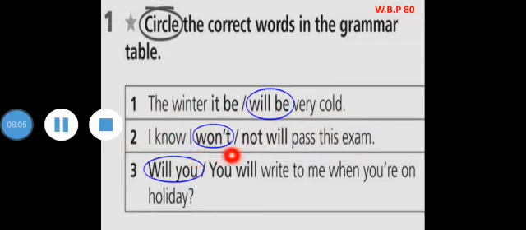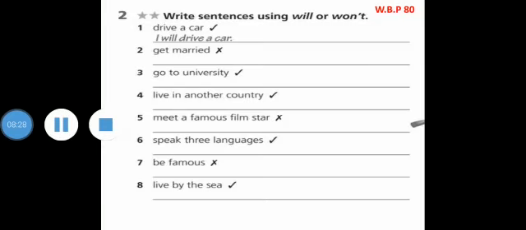Won't, will not. It is not "will", it is wrong. The correct answer is "won't". Number 3, will you write to me when you're on holiday? Will you? The question will begin or start with will, then it is followed by the subject. Good answers, my amazing students.